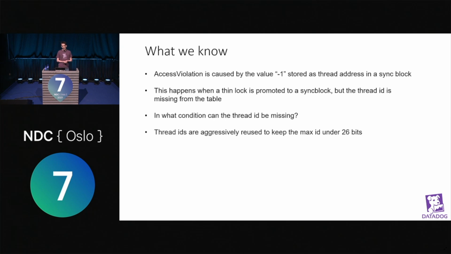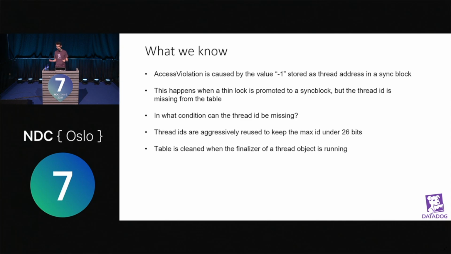We also know that thread IDs are aggressively reused to keep the maximum ID under 26 bits. And the way it works is that when a thread is dead and the finalizer is going to run, it's going to clear the thread ID from the table so that it can be reused by the next thread. And that's how it can be missing from the table. And so that will mean that the crash will happen. Well, the value will be missing from the table if the thread died by the point where we try to fetch its ID. So I feel like at this point I had complete enough understanding of the problem to try and write a repro.